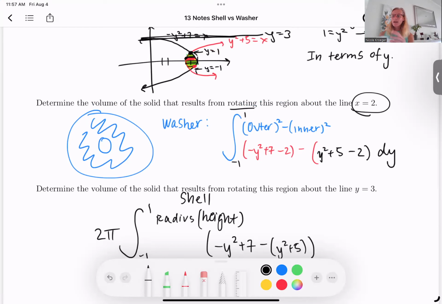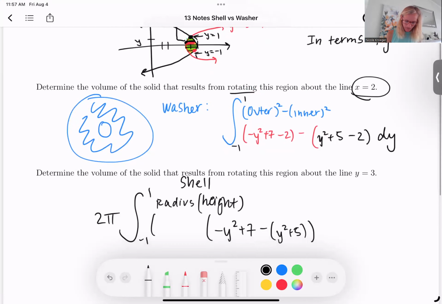Now my radius is the distance from the line I'm rotating about to one of those little line segments. That's this distance here. Not all the way down to the x-axis necessarily. I go from some arbitrary y value to the line y equals 3. We always do top minus bottom or left minus right. In this case, I have a top and a bottom. The top is 3, and the bottom is just some arbitrary y value. So I get 3 minus y, and we have a dy.